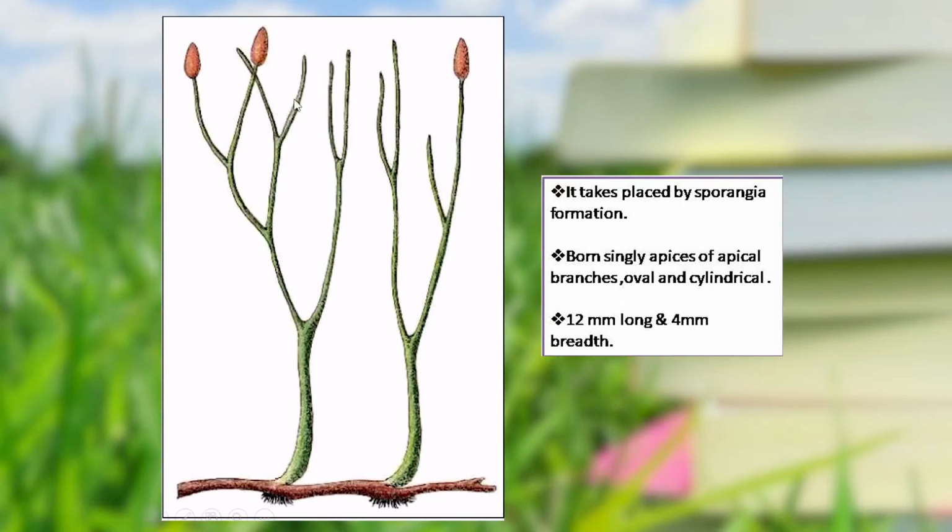So now we will be talking of the reproduction. So here is the structure. You can see that most of this axis is being terminated into a sporangium. So each axis is terminated into a sporangium.